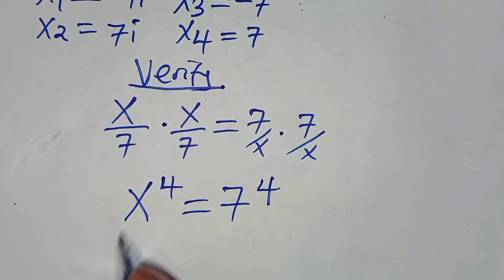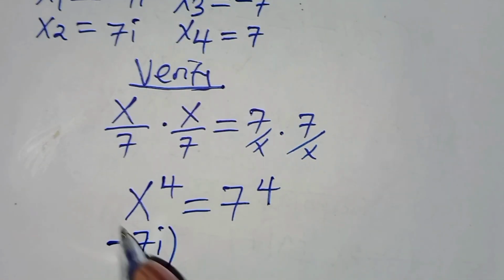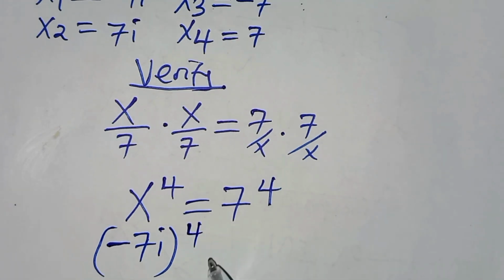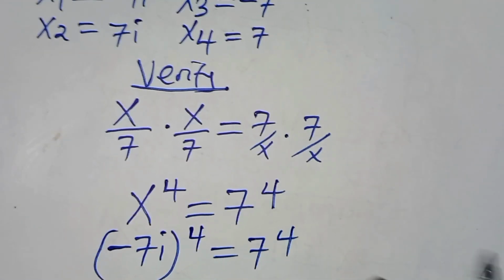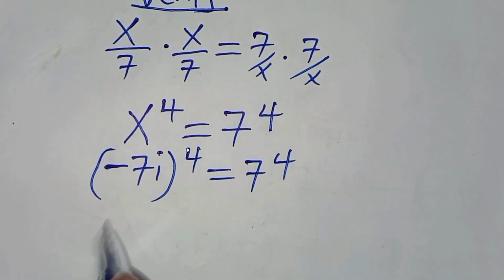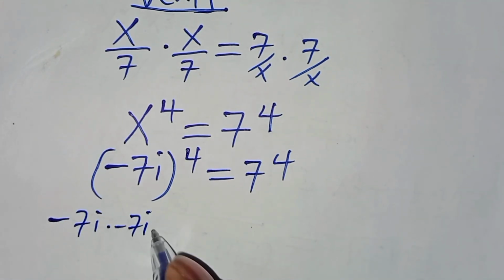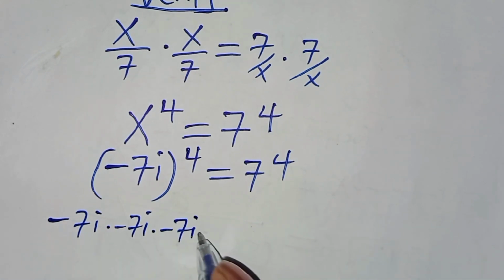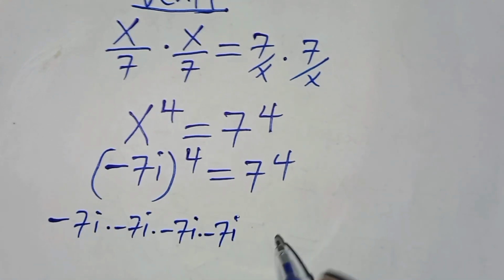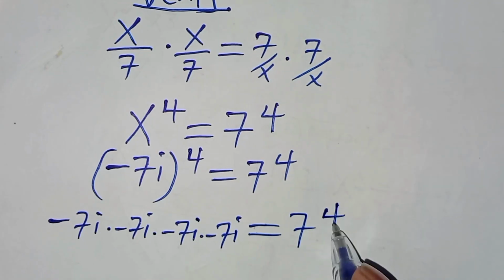Substituting x1 here, this is minus 7i raised to power 4. This should give us a value of 7 to power 4. So here we have negative 7i times negative 7i times negative 7i times negative 7i.